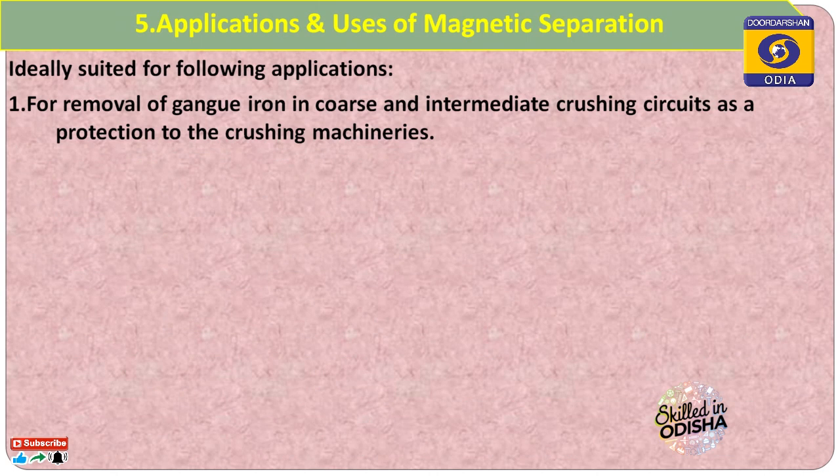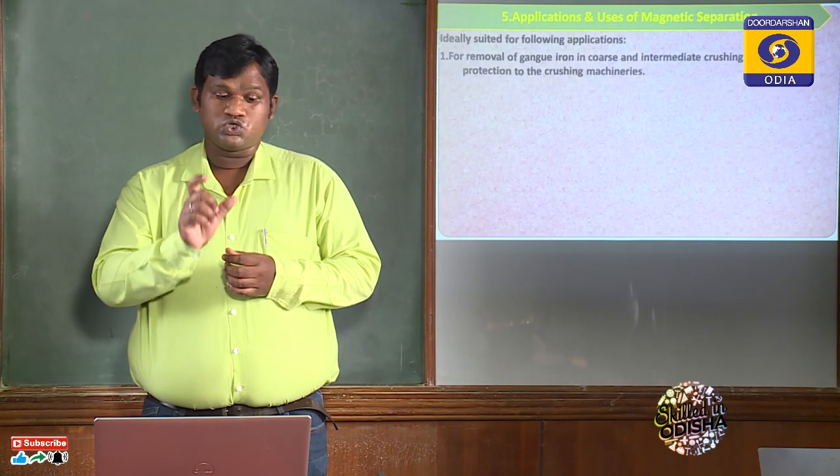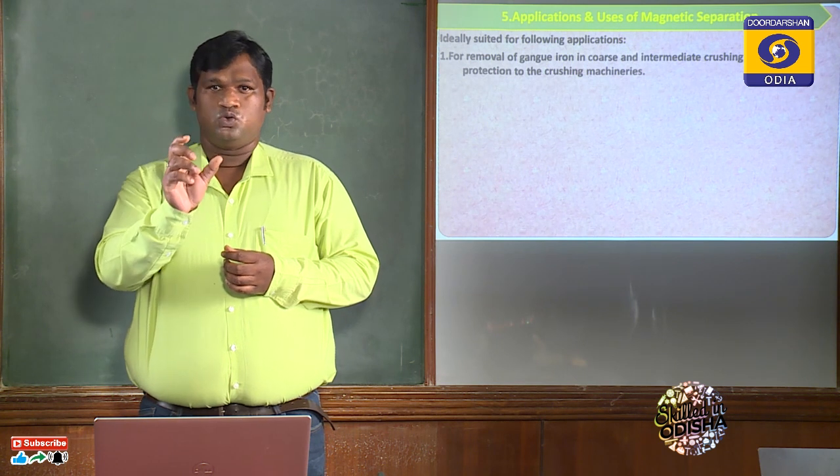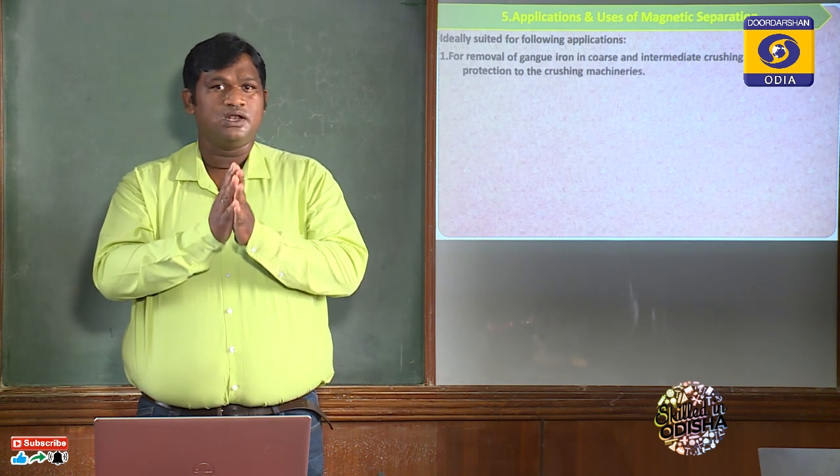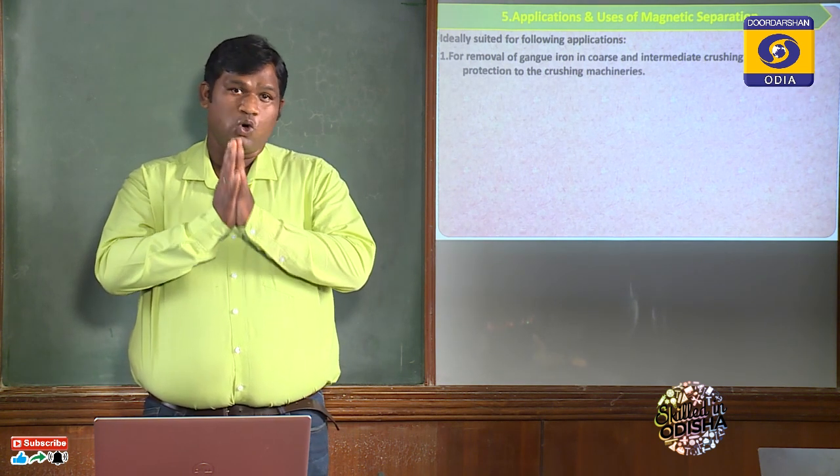First application is the removal of gangue iron ore in coarse or intermediate crushing circuits as a protection to the crushing machinery. To protect the crushing machinery, we can use it to remove the gangue ore, whatever tailings material is available.